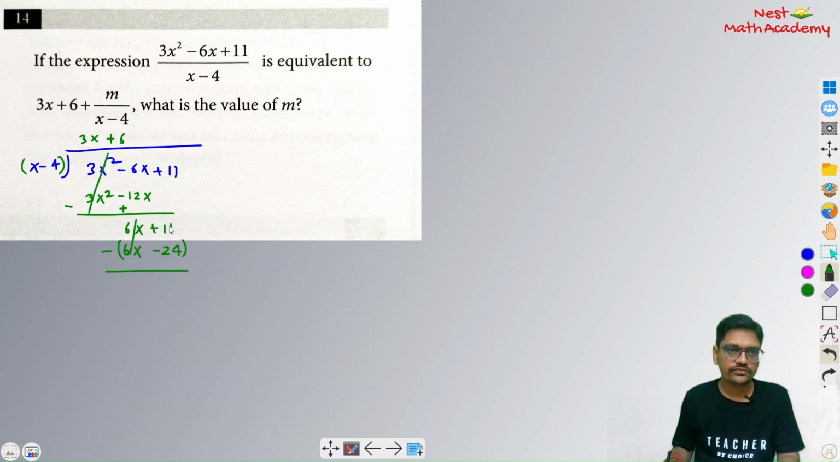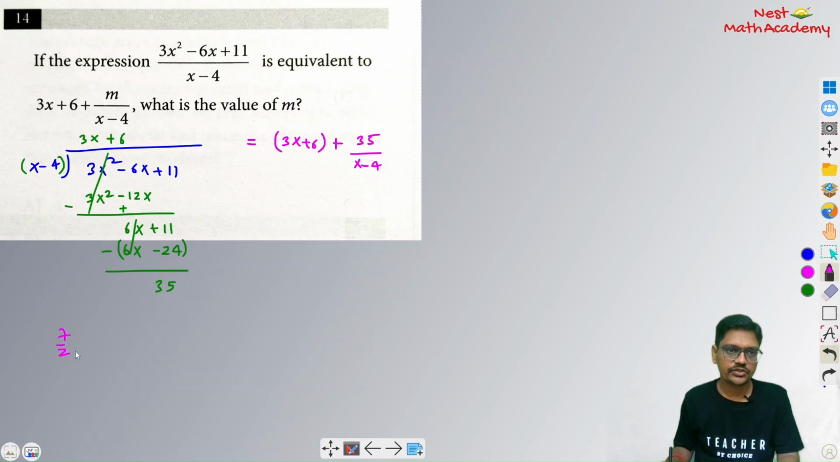Minus minus plus 24. So 11 plus 24 is 35. So clearly we can see that the given thing can be written as this quotient plus remainder upon divisor x minus 4. If anyone is confused with this, see a simple example.